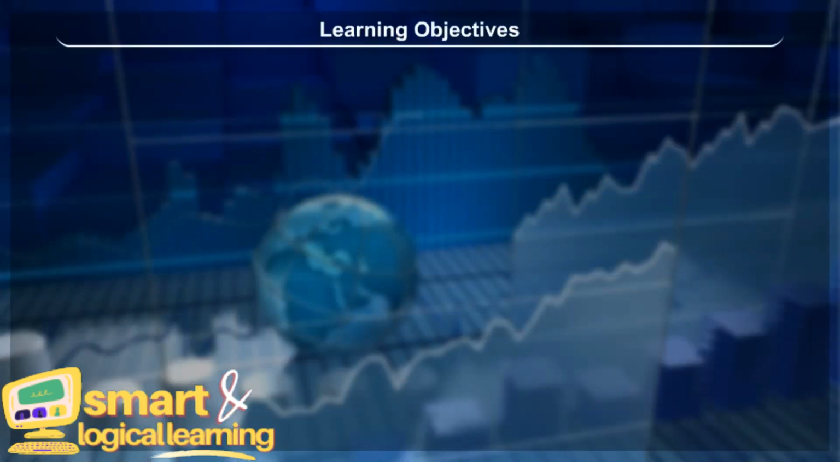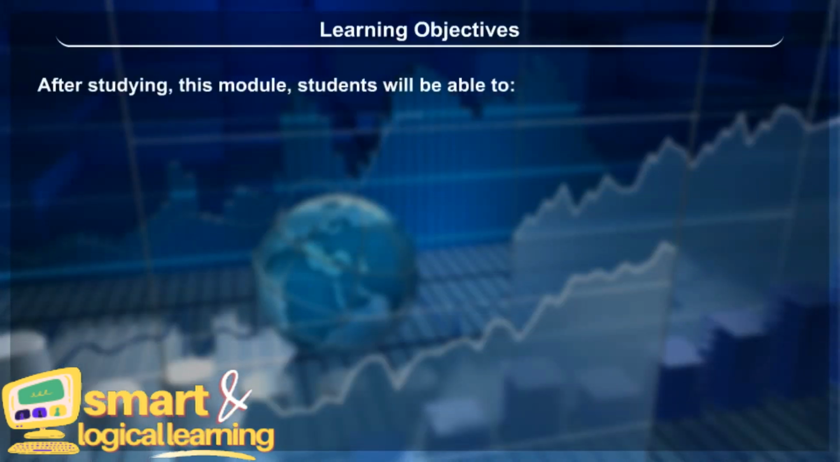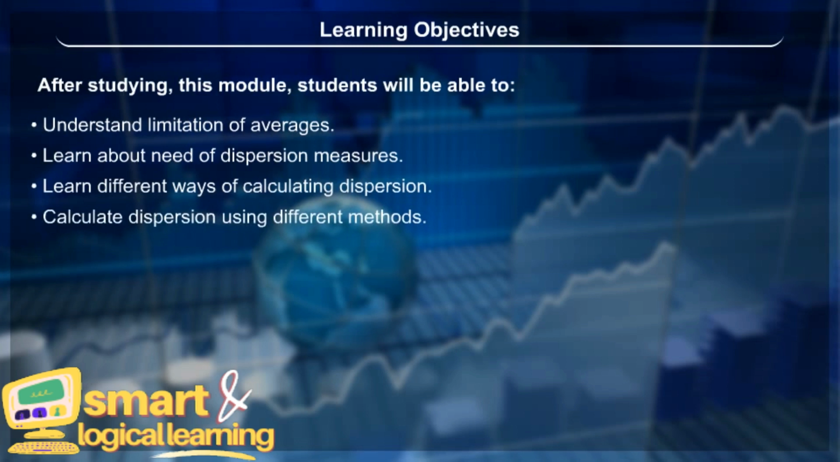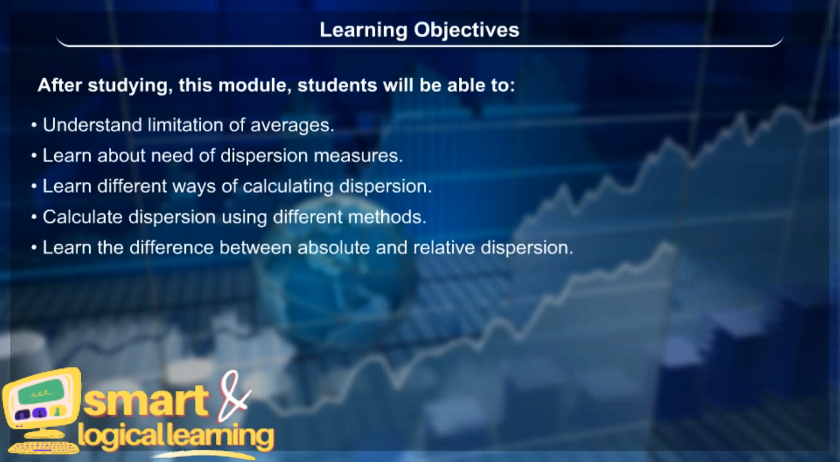Learning objectives. After studying this module, students will be able to understand limitation of averages, learn about need of dispersion measures, learn different ways of calculating dispersion, calculate dispersion using different methods, learn the difference between absolute and relative dispersion, know about Lorenz curve.